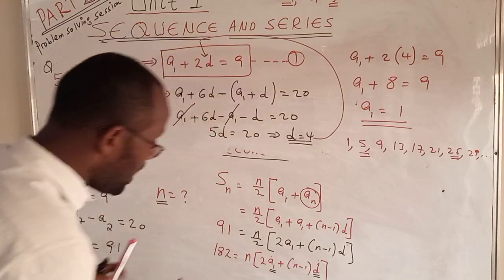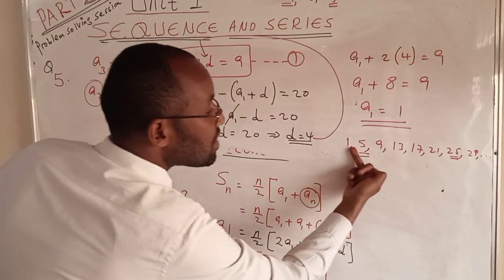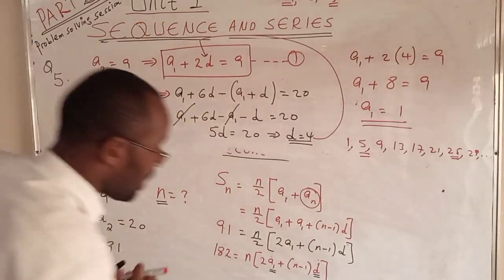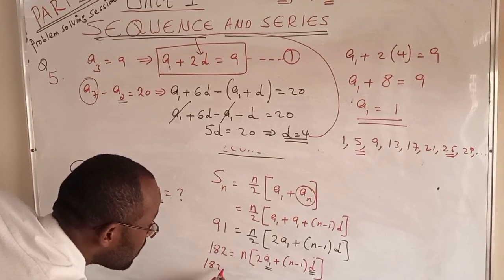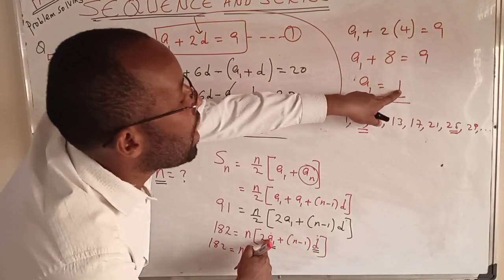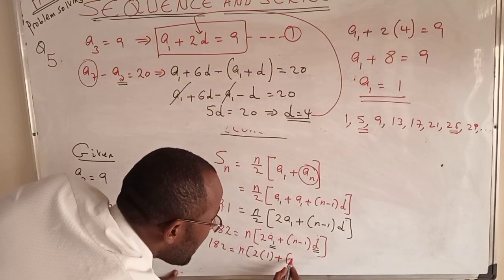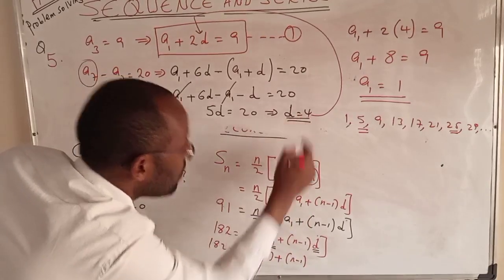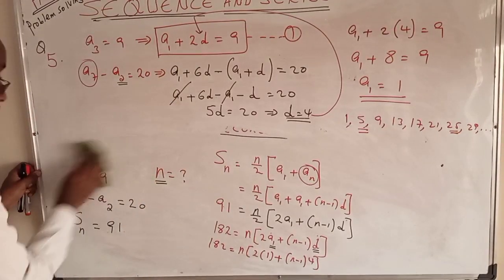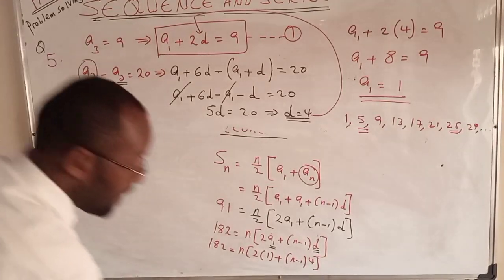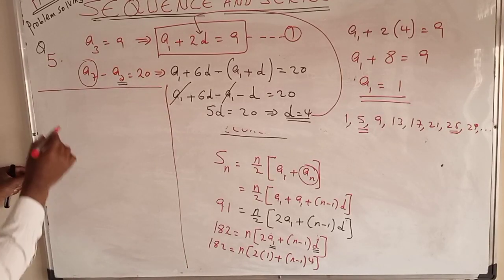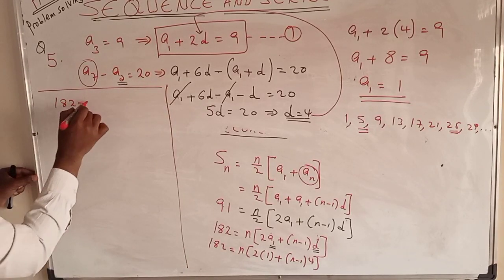So now what is our objective? What is our final goal? We are asked how many of these listed terms must be added so that their sum is 91. So accordingly, we have 182 equals n times 2 times A1, which is already known to be 1, plus n minus 1 times our common difference, which is 4.